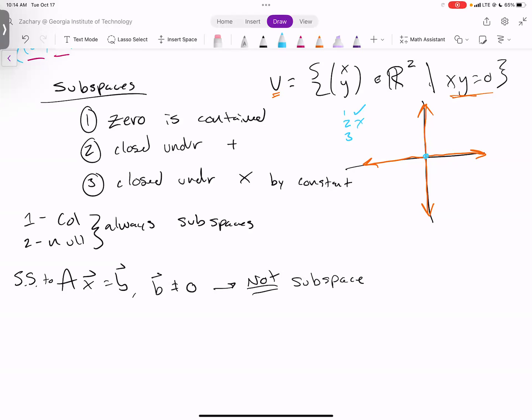So an example where this would not be closed. Now, to talk about this being closed under multiplication, if I have any vector in either of these lines and I multiply them by any number, we will stay on the y-axis, or if we start on the x-axis, we'll stay on the x-axis. So this is closed under multiplication.